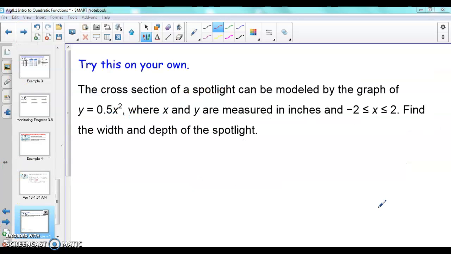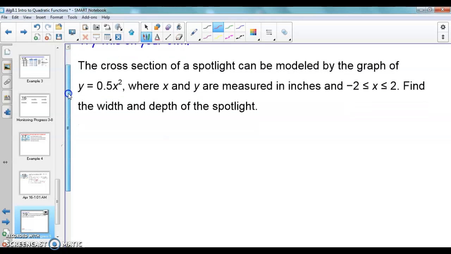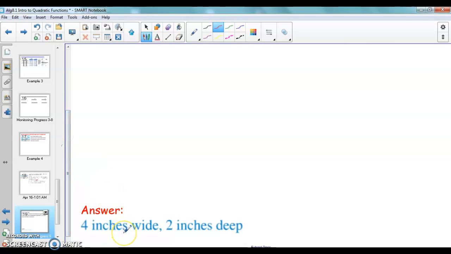So now give yourself some time to try this on your own. Pause the video, try it out, and then I'll reveal the answer later. Pause it now. Okay, I hope you gave it a try before we reveal the answer. So using your domain here, which is from -2 to +2, the width of your spotlight will be 4 inches.